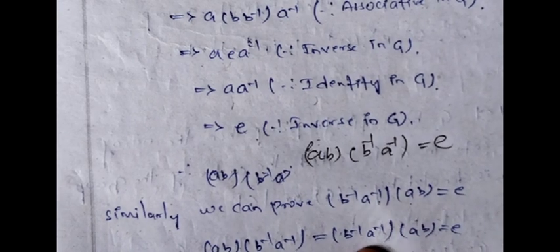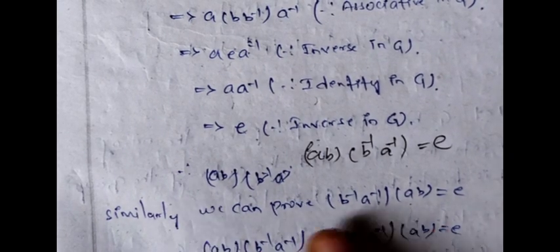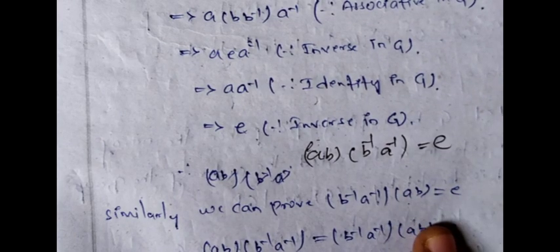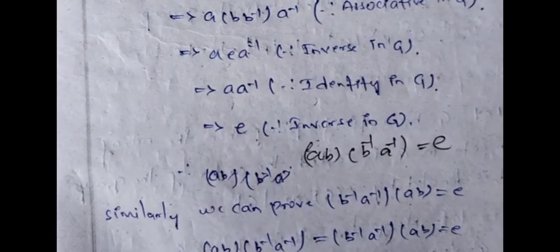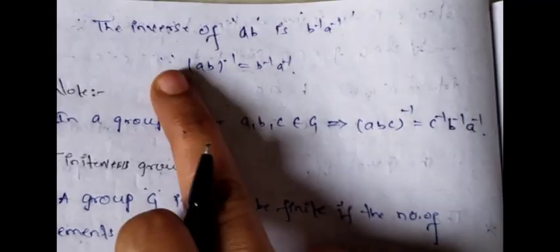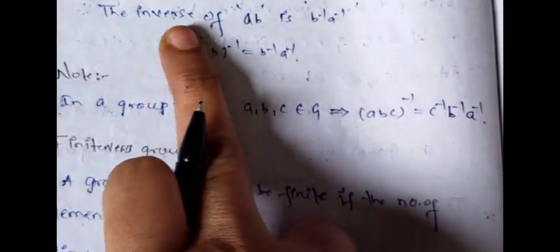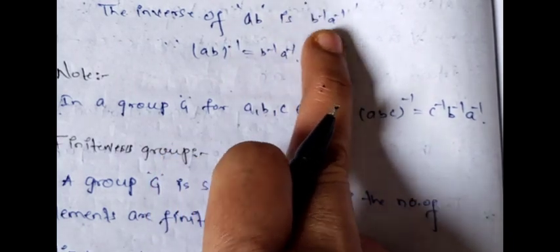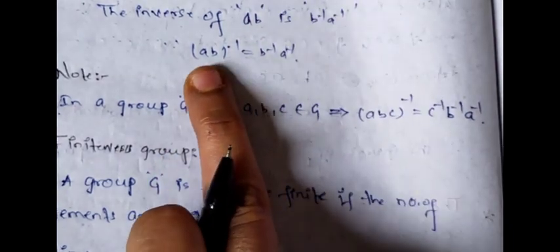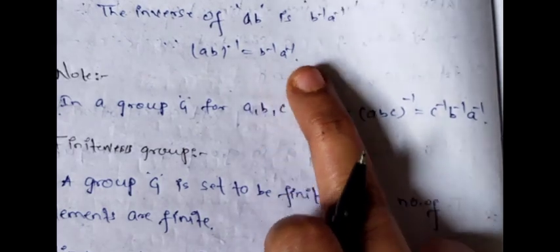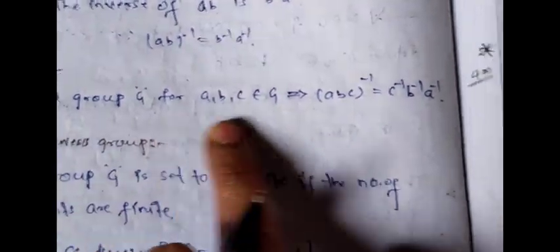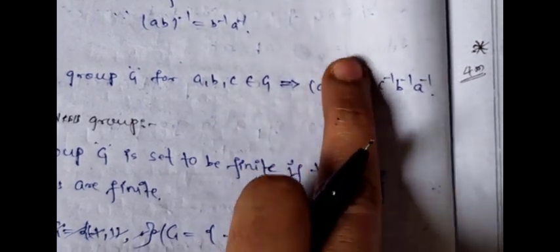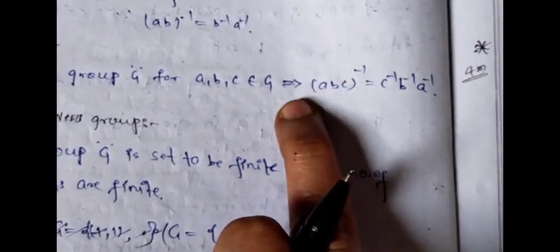So it is of which form? A into B equals E. In notation, how can we represent the inverse of AB equals B inverse A inverse. So in words, how can we write? The inverse of AB equals B inverse A inverse. In notation, how can we represent? AB whole inverse equals B inverse A inverse. So similarly, for any three elements also we can write like this: A, B, C whole inverse equals C inverse, B inverse, A inverse.